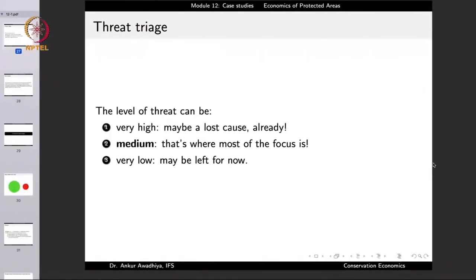On the other hand, if you have a location that has a very low degree of threat, there too, it does not make any difference whether you make a protected area or not, because the organisms in this area would remain fine either way. There is absolutely no threat in those areas. So the areas which have a very high degree of threat or a very low degree of threat are not that preferred, but those areas that have a medium degree of threat are preferred, because in those cases you will be able to have a much greater impact by converting those areas into protected areas. So we need to keep in mind the threat triage as well.